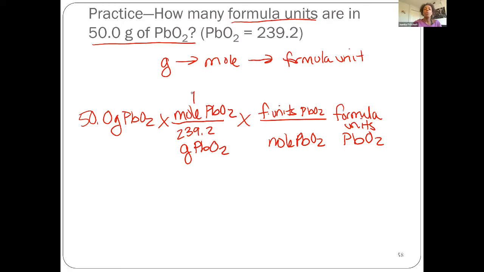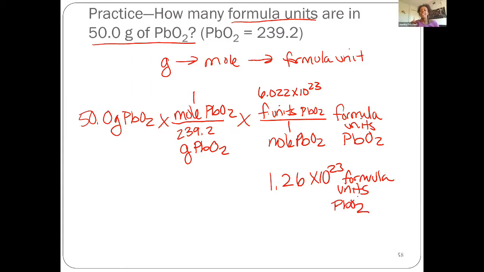For the second part, I know we would use Avogadro's number, and we say that in 1 mole, when I'm counting something, there's this many of that thing there. And so now we put this in the calculator, 50 grams times 6.022 e to the 23 divided by 239.2. And what we end up with is 1.26 when we round times 10 to the 23rd formula units of lead 4 oxide.